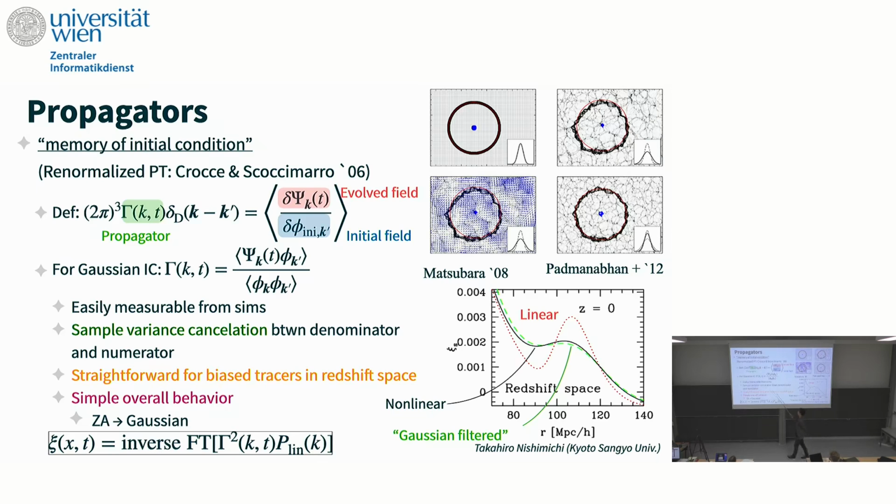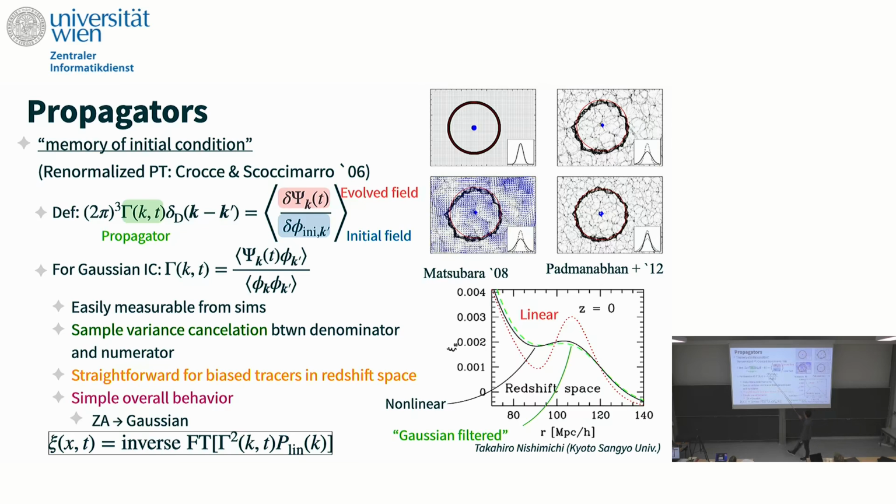So what's the propagator? This is just the response of your final evolved field with respect to the initial linear matter density field. This is just a functional derivative after the averaging. For a Gaussian initial condition, we know that this propagator can be measured by taking this combination. The idea is that most of the cosmic variance is cancelled between the denominator and numerator. We do not implement fixed and paired simulations, just the standard Gaussian initial condition. But still, we can make a smoother curve for this propagator.